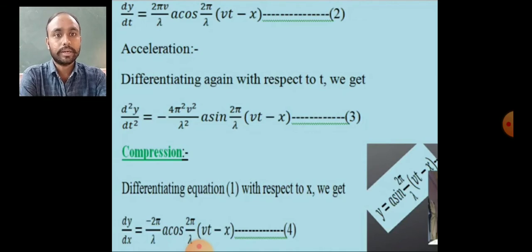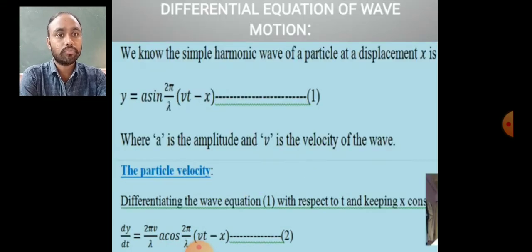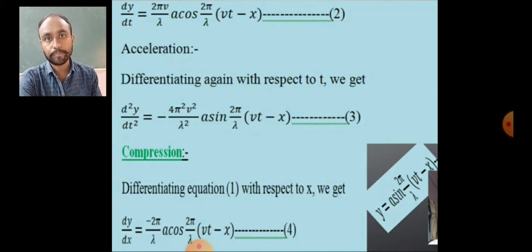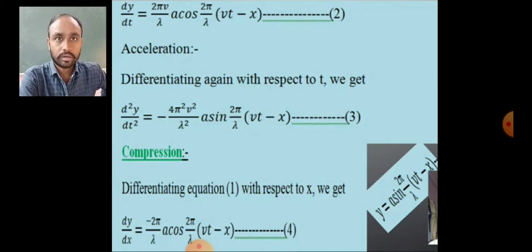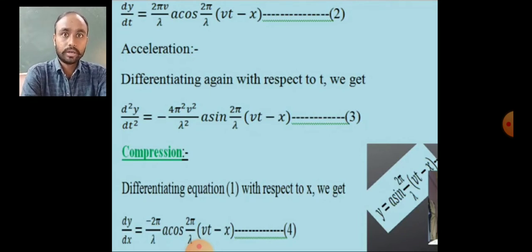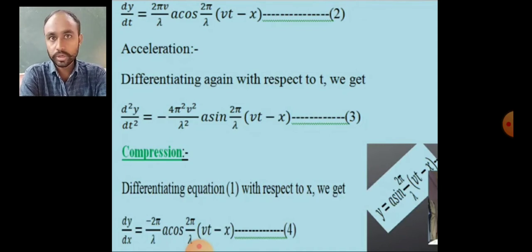Here was our first equation. So what I am writing here, differentiating equation 1, that equation only we have written here. So differentiating equation 1 now with respect to x, not with respect to time, that derivative we have already taken. If we differentiate equation 1 with respect to x, keep t constant. Earlier we kept x constant, but now keep t constant and differentiate with respect to x.